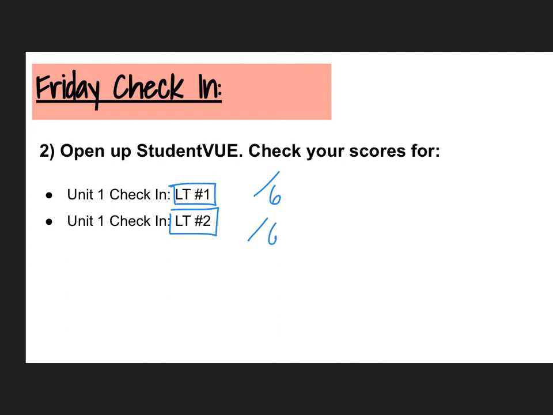Now, if you had scores of 6 out of 6 and 6 out of 6, you got 100%, you got nothing wrong in your check-in. I'd still like you to watch this video to see what you would do for times when you do get something incorrect. If you have anything less than 6 above here, that means you have some corrections to make.